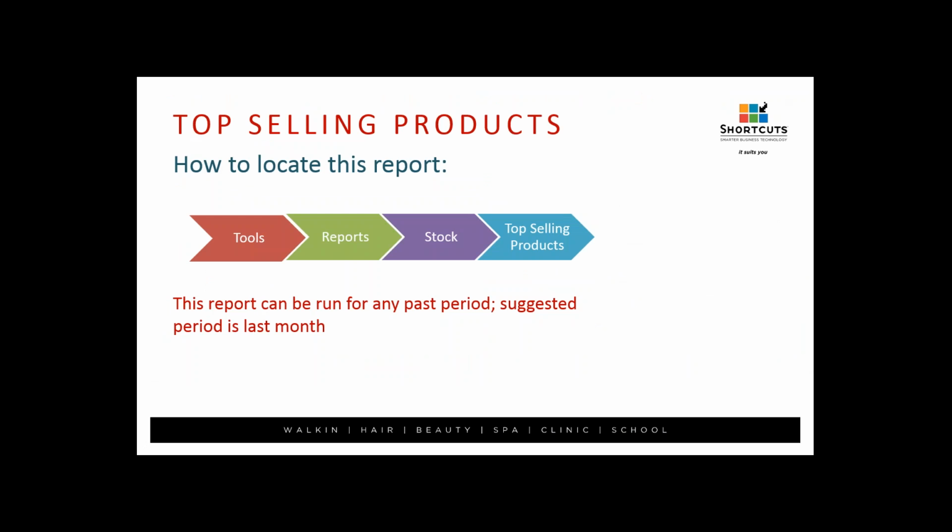So the top selling product report is going to be a summary of the top selling products. It's going to show them in descending order based on the amount. It's going to be taking into account refunds also. So this report's going to be located under tools, reports, the stock category, and then top selling products.